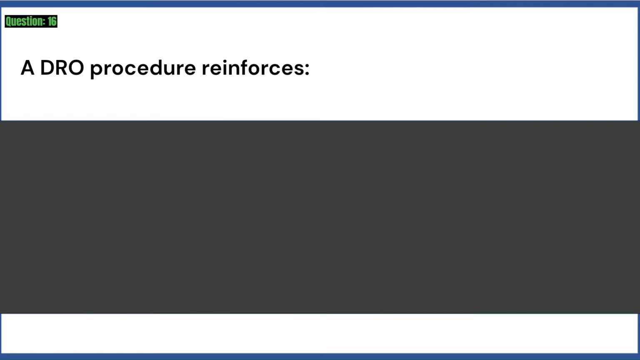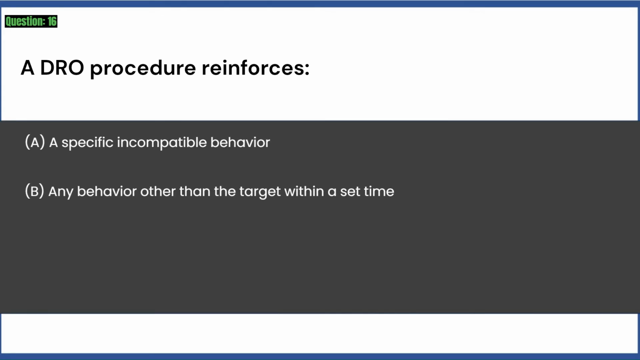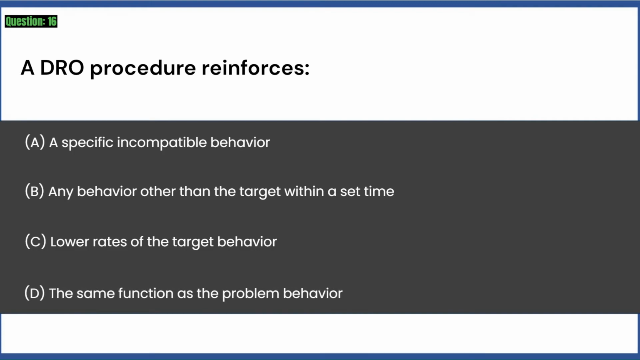A DRO procedure reinforces A. A specific incompatible behavior. B. Any behavior other than the target within a set time. C. Lower rates of the target behavior. D. The same function as the problem behavior. Answer: B. Any behavior other than the target within a set time.